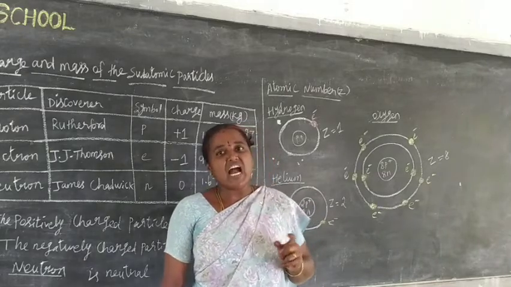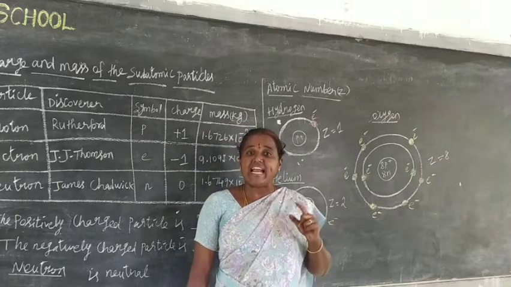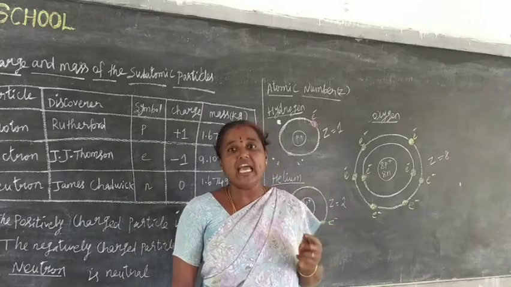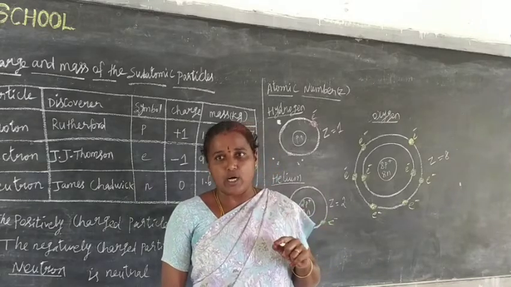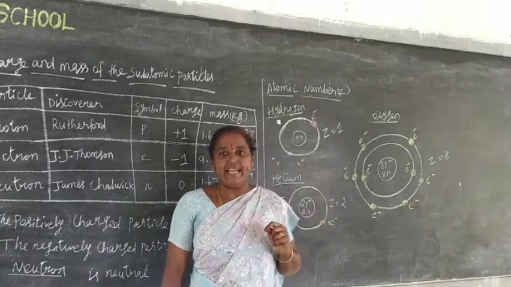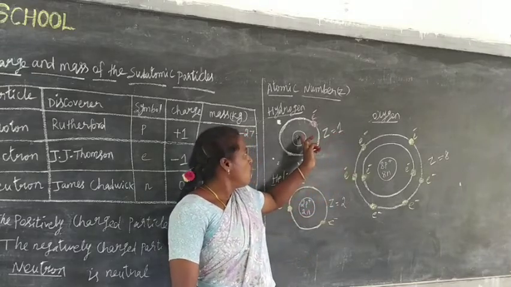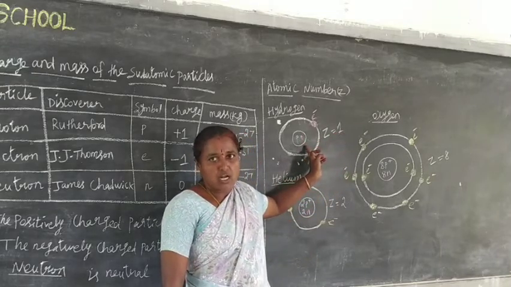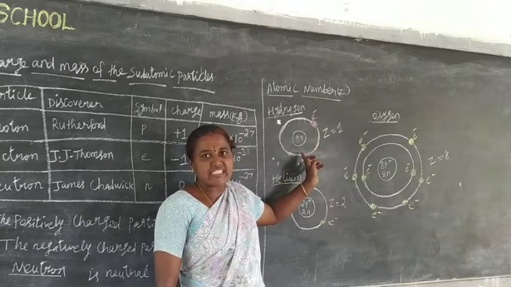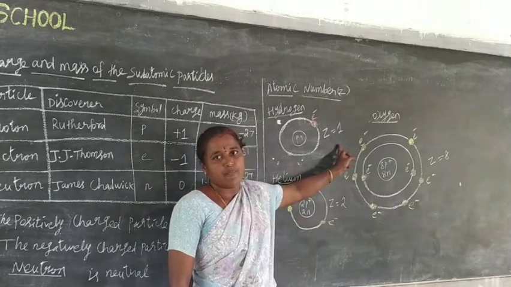Z. If we know the atomic number of an atom, we know the number of electrons or protons in it. Look at the figures. The hydrogen nucleus has only one proton around which revolves one electron. It means that its atomic number Z is equal to 1.